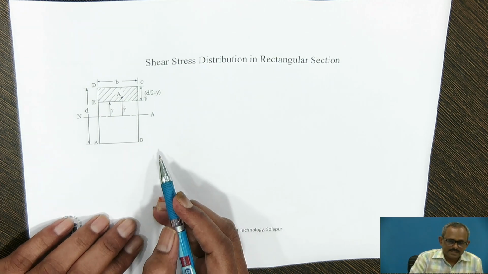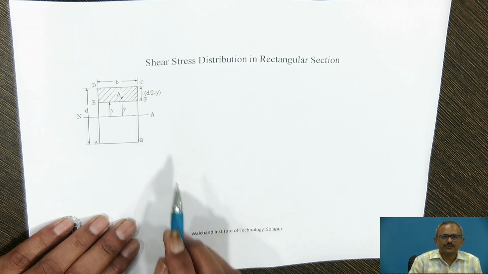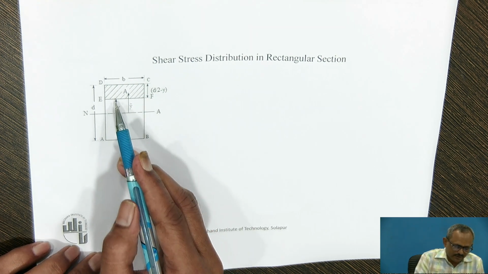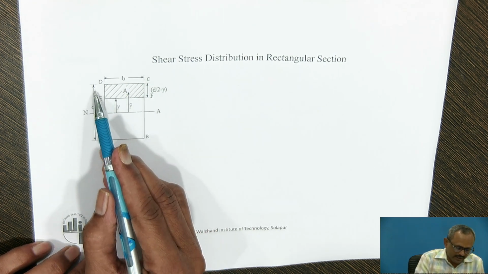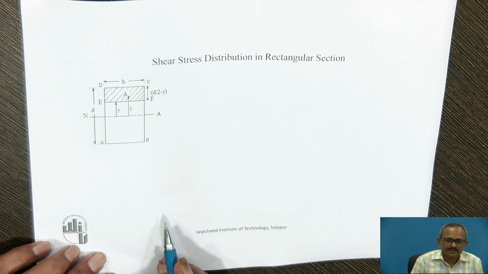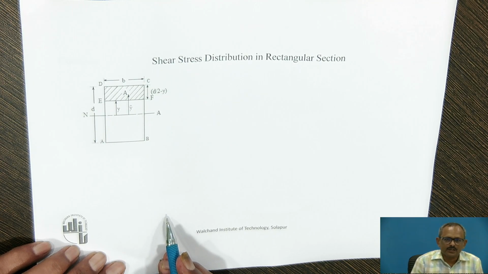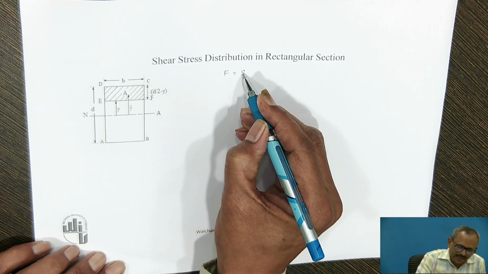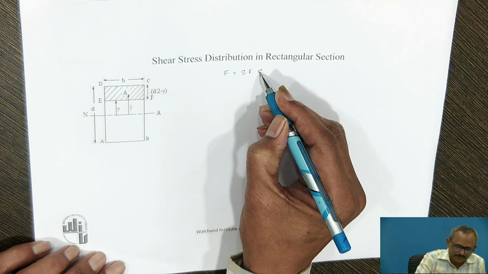So, let us discuss the shear stress distribution in rectangular section. Consider a rectangular section having width B and depth D, and this rectangular section is subjected to shear force F. So, F is the shear force acting on the section.